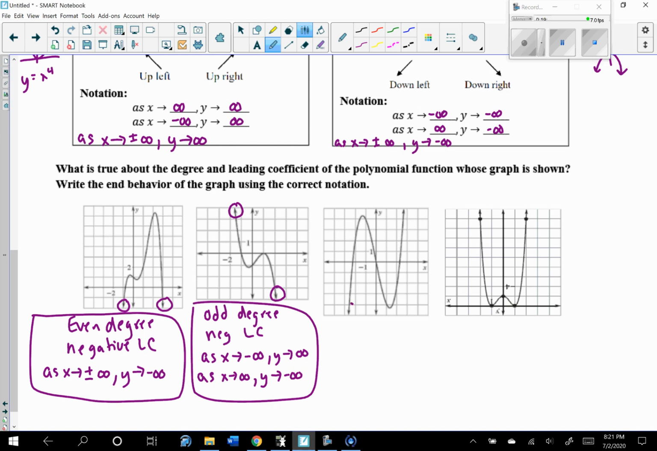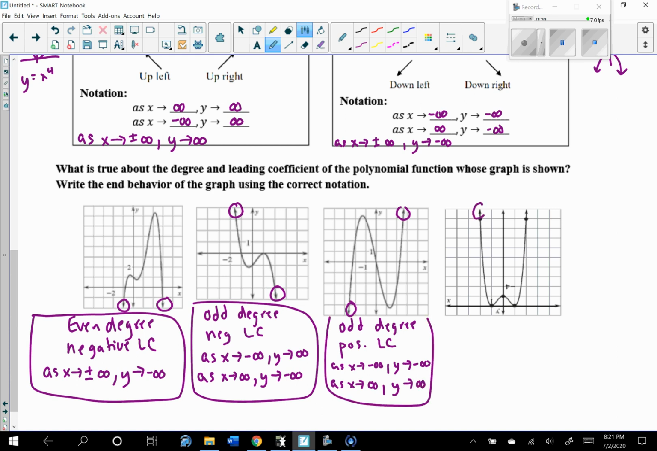Looking at this one, again, they're opposite, but now the right end's up and the left end's down, so this is an odd degree with a positive leading coefficient. So as x approaches negative infinity, your y values go down towards negative infinity. And as x approaches positive infinity, your y values go towards positive infinity, so up to the right.